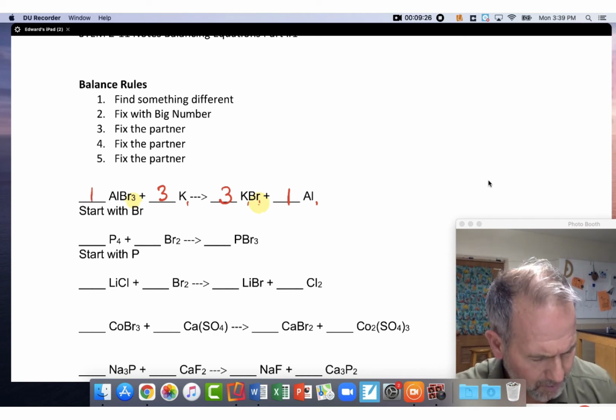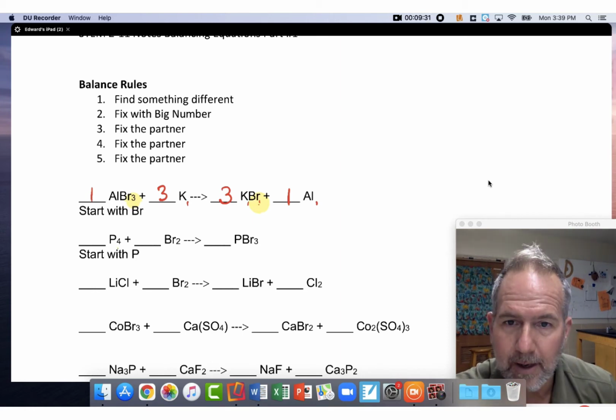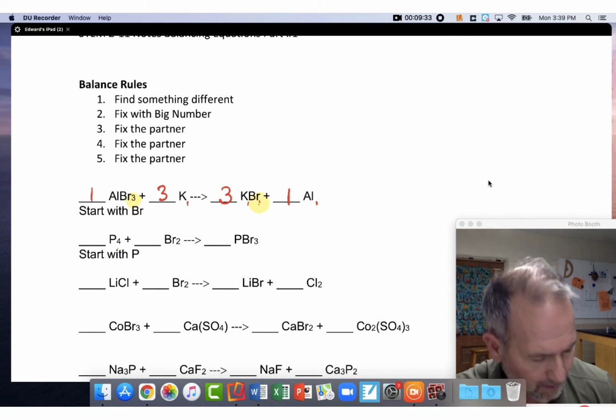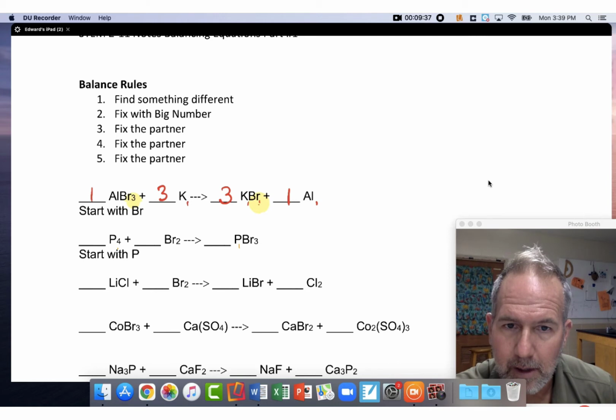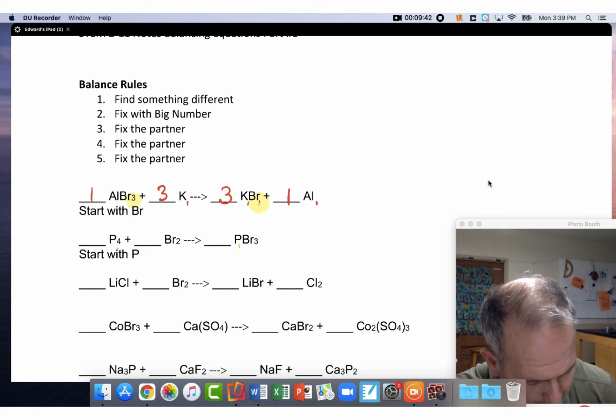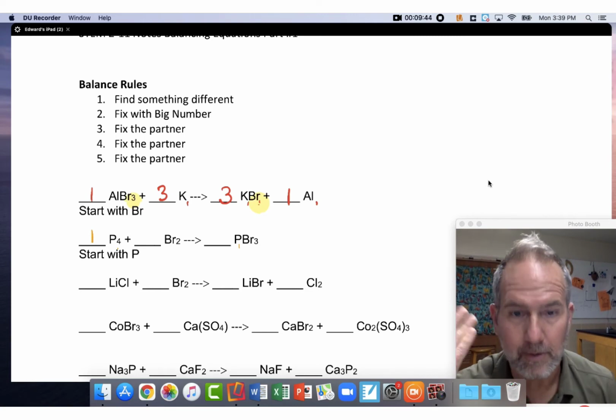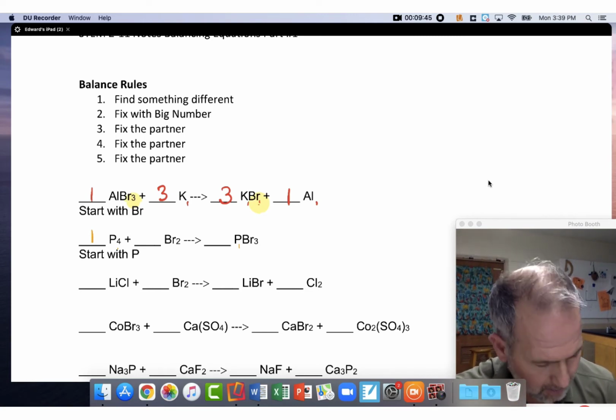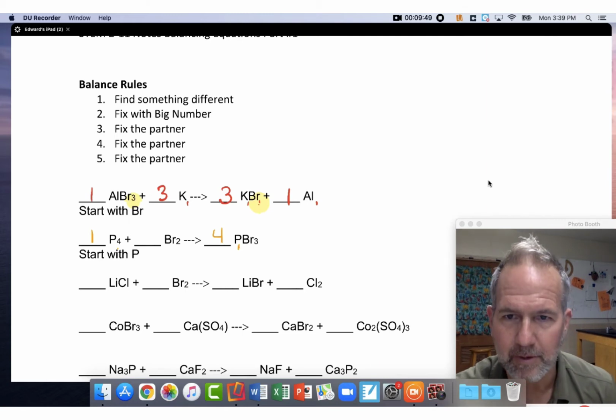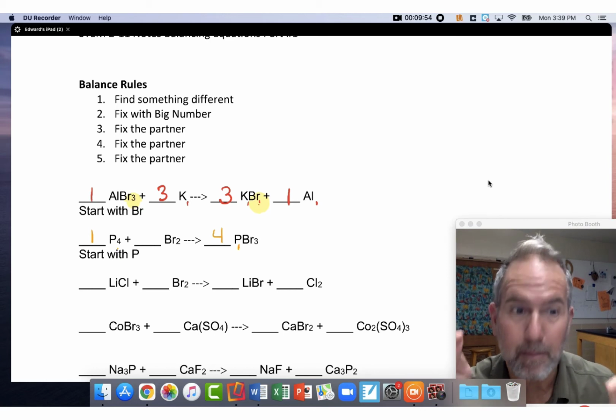And so this time we're starting with the P's. And so if I look at that, I have 4 P's on this side. I go over to the other side, and I only have 1, right? 1 P. So I have to make it the same. So think of it this way. 1 times 4, there's 4 P's on the left. 4 times 1, there's 4 P's on the right. Okay, you're multiplying, not adding, multiplying.